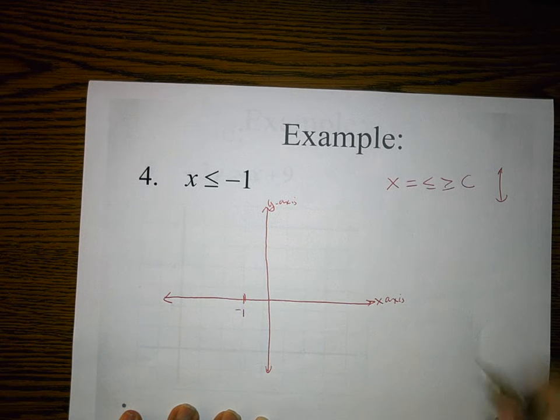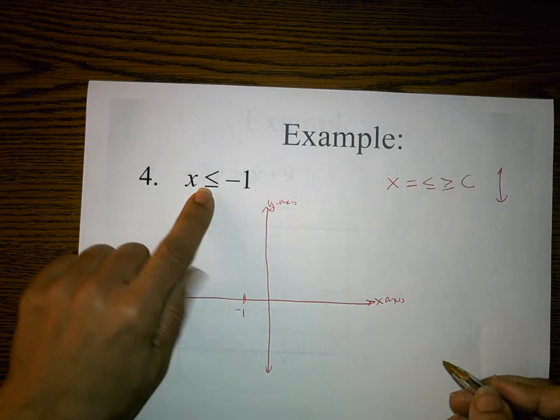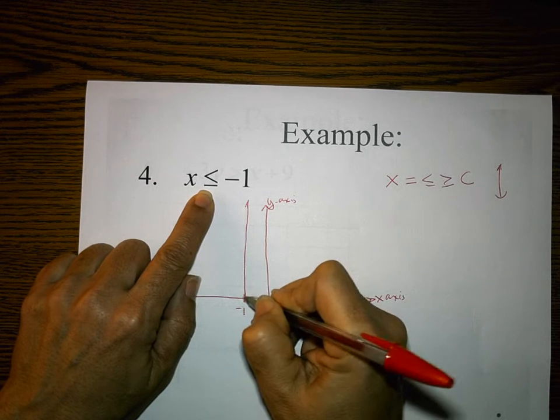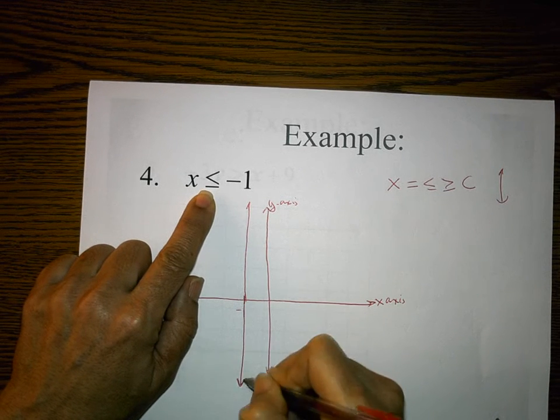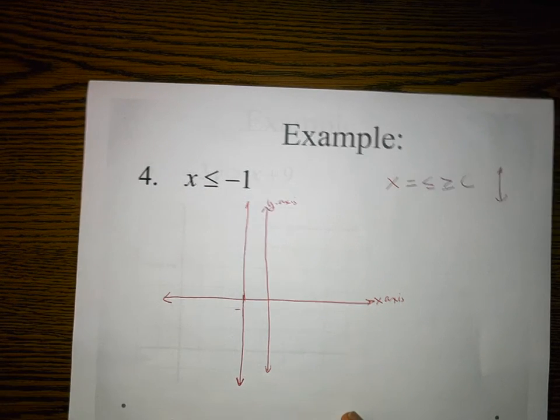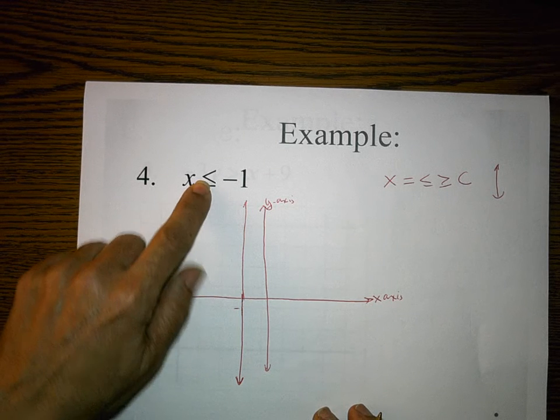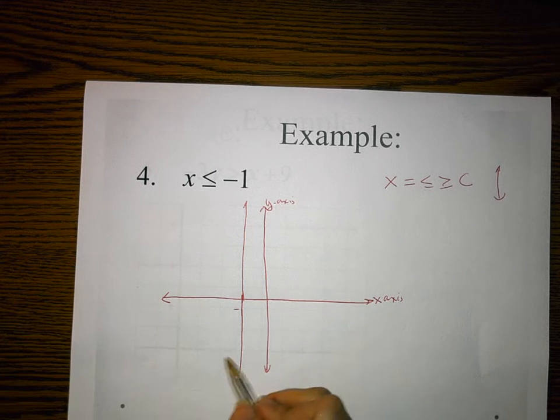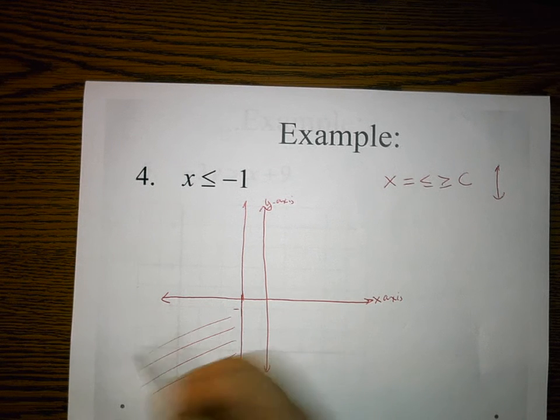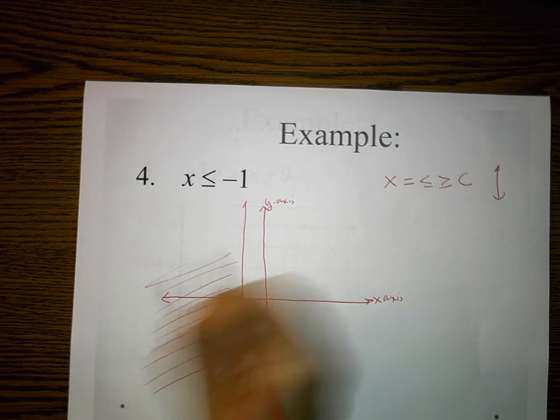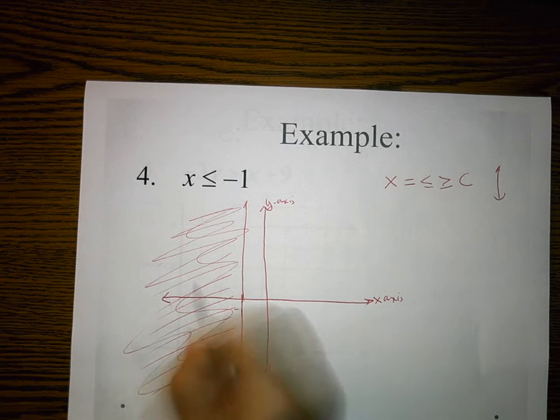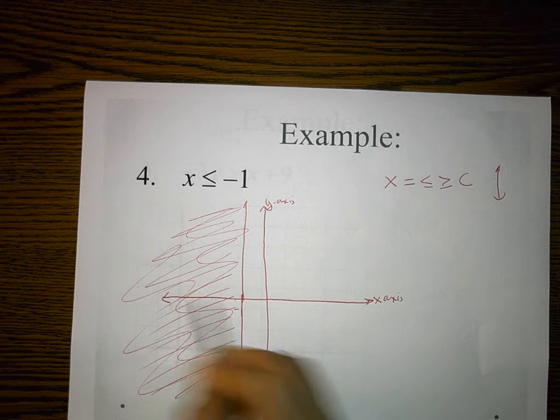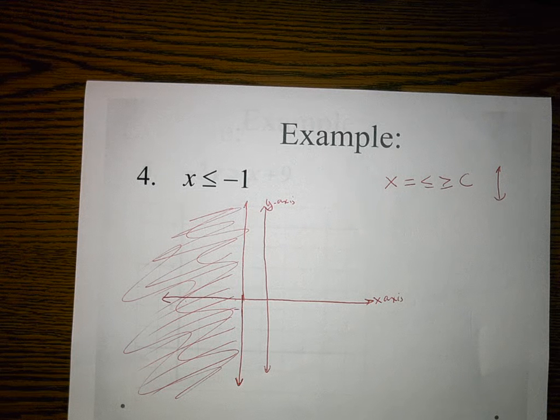Is it a solid or dashed? Well, I have an equal, so I want to include the -1. So it's going to be a vertical solid line right at -1. But I want all the x values that are less than -1, including the -1. So I want everything to the left, okay? So we would shade everything here, and you would see that all the x's that are in this shaded area are less than -1. All right?